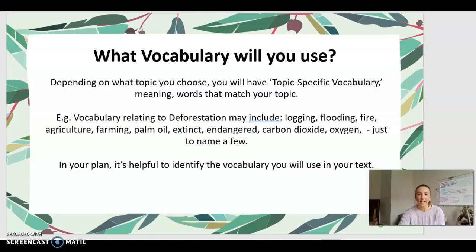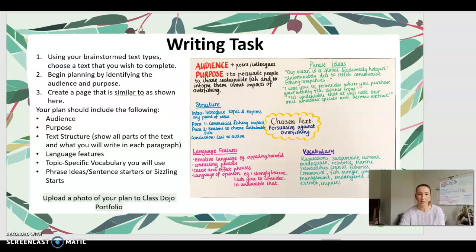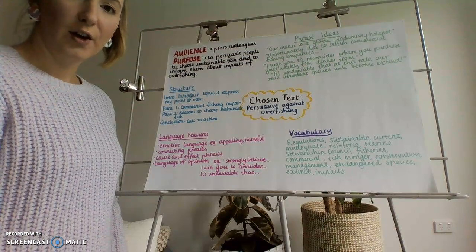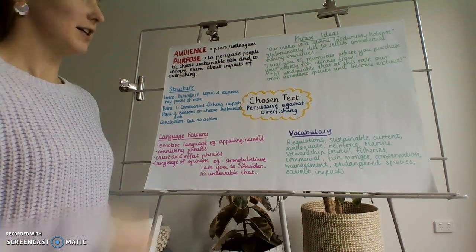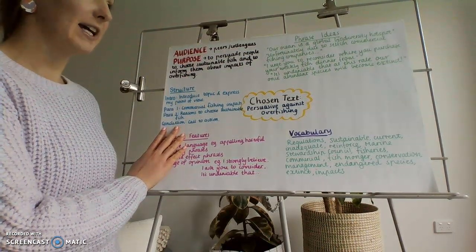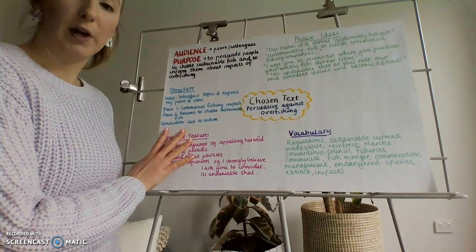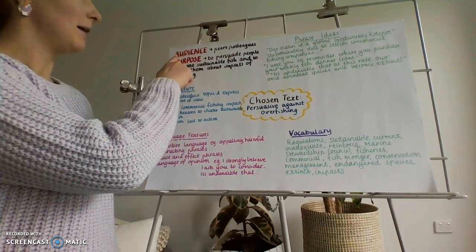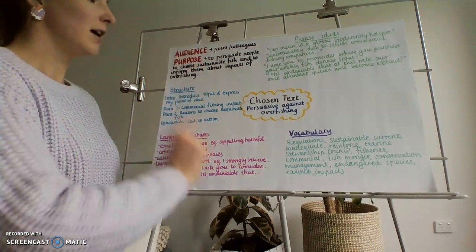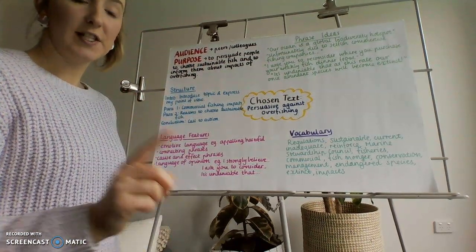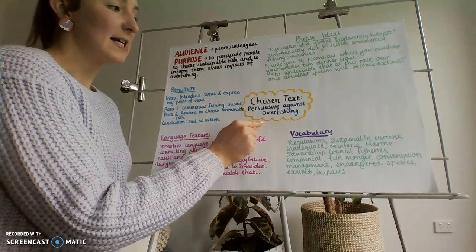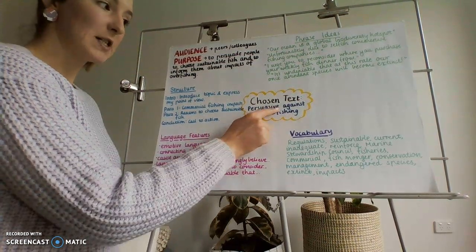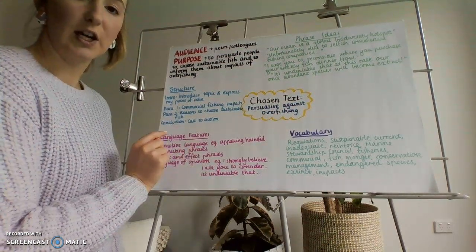So let's have a look at an example of one that I've done. You might do something really similar to what I've done here. I've got a big page to work with. The first thing I did was I identified my audience and my purpose. Actually, that's not the first thing I did. The first thing I did was write my chosen text in the middle. I've chosen to write a persuasive against overfishing.